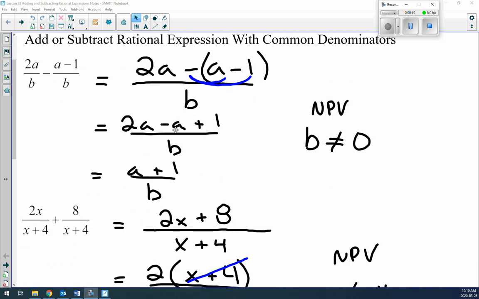And then we do collect like terms. So 2a minus a is just a, so a plus 1 over b. Your NPV is b cannot be equal to 0. Remember, when it's just a variable by itself, you just set it equal to 0, and it is that.